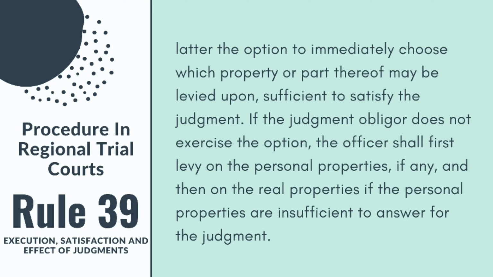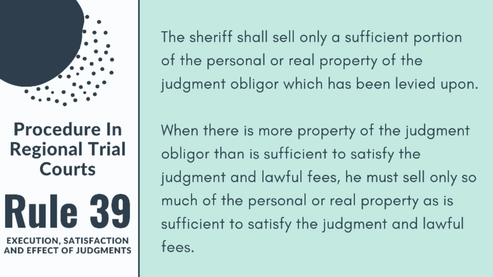If the judgment obligor does not exercise the option, the officer shall first levy on the personal properties, if any, and then on the real properties, if the personal properties are insufficient to answer for the judgment. The sheriff shall sell only a sufficient portion of the personal or real property of the judgment obligor, which has been levied upon. When there is more property of the judgment obligor than is sufficient to satisfy the judgment and lawful fees, he must sell only so much of the personal or real property as is sufficient to satisfy the judgment and lawful fees.